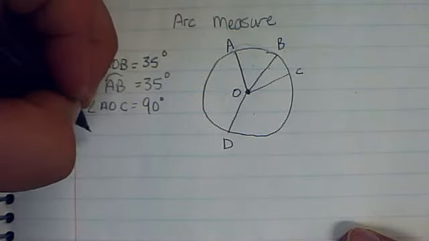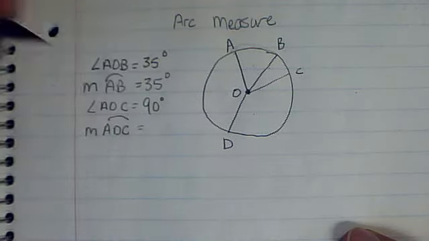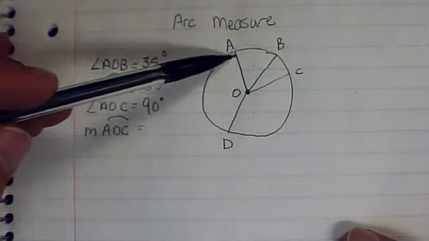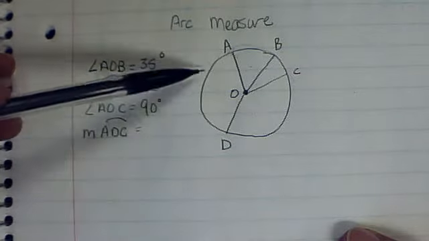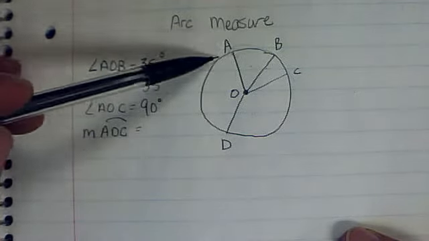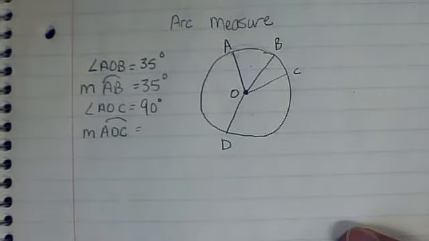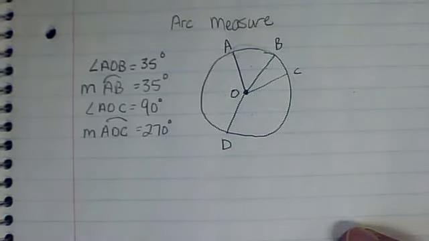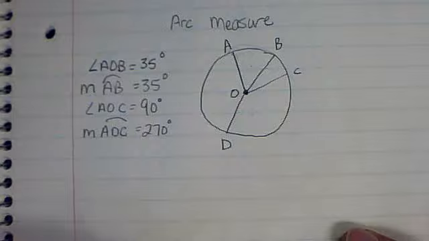Let's say that I wanted to figure out the measure of arc ADC. Well, AOC represents the angle that creates arc AC. But I want to know what the measure of arc ADC is, this major arc here. So if I already have 90 degrees being taken up between A to C, ADC is going to be the remainder of that 360 degrees, which would be 270. So with arc measure, I'm focusing solely on angle measurements.